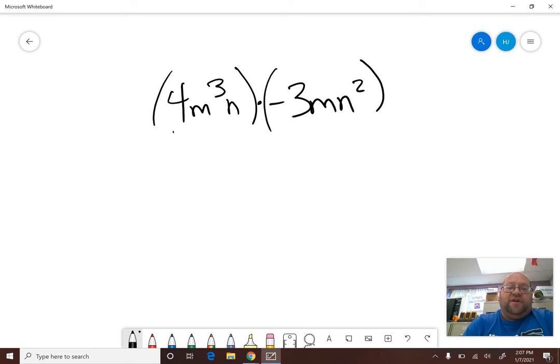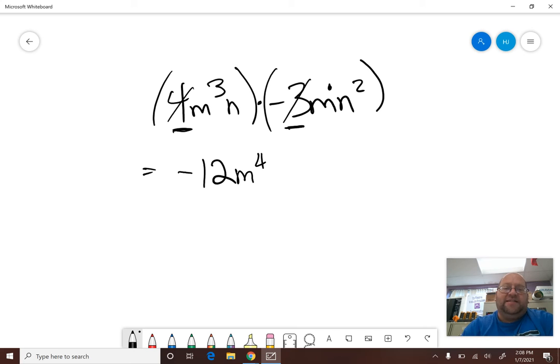So I'm going to use the same strategy. I'm going to go ahead and just multiply my coefficients first. So 4 times negative 3 would be negative 12, okay? Then I'm going to take each variable on its own and think about it. So my next part that I need to work on is my m's. You notice I have m to the third times m. And again, there's an exponent of 1 here, even though I can't see it. So m to the third times m to the first is going to be m to the fourth. Remember, when I multiply exponents, I actually add them, okay?